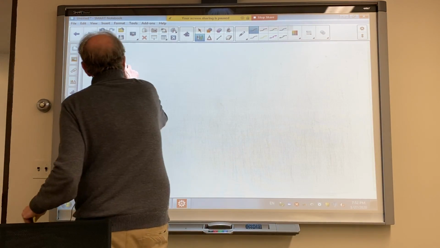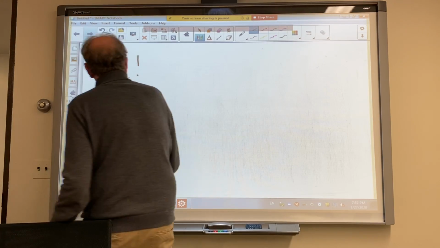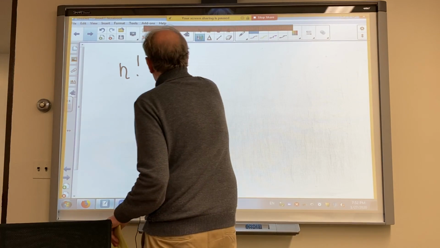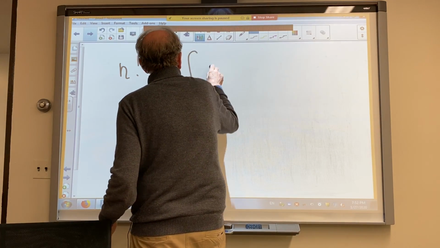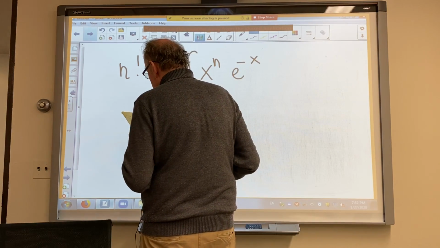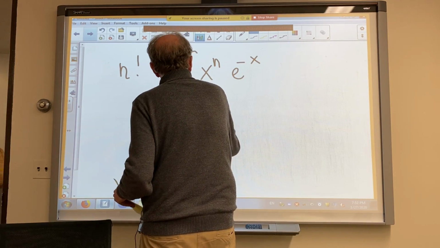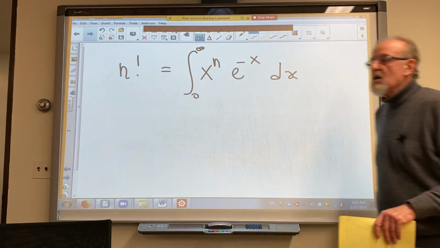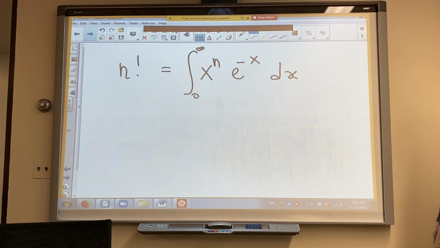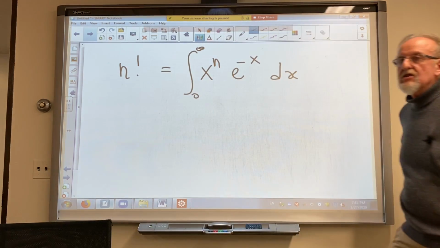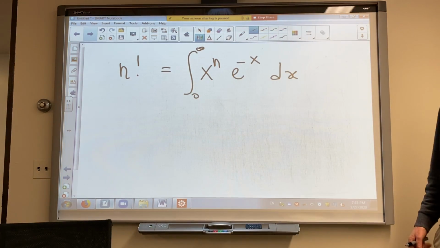So the first thing I want to teach is the following, that there is something to n factorial. n factorial, if you look in your books, will be this: the integral from 0 to infinity, right? This is a very important expression, and based on that, we'll get the Stirling approximation. So I want to convince you that the factorial of any integer can be obtained by calculating this integral.